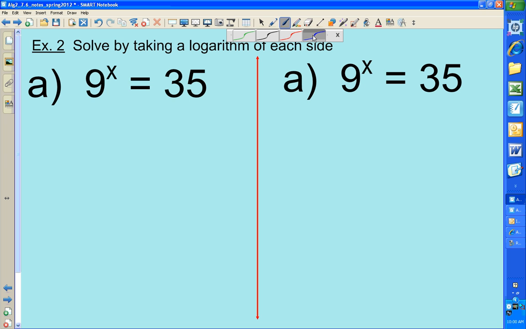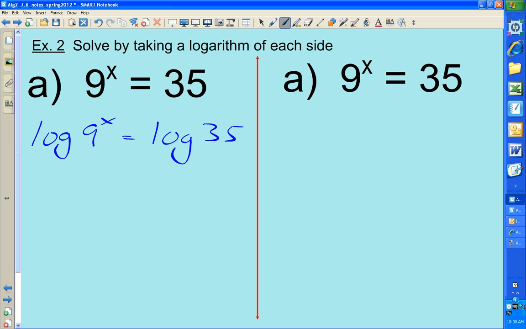So the first one, we could do what the direction said. Take the log of each side. Just like adding something or subtracting something, we can say the log of 9 to the x power is equal to the log of 35. Mathematically, perfectly correct, as long as you're doing it to both sides. What are we solving for? x. What do we do next?